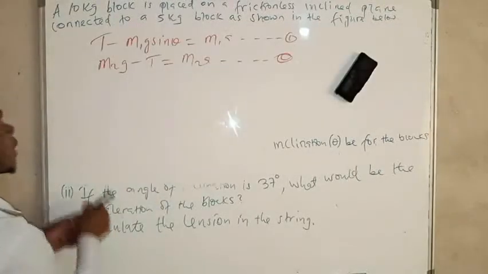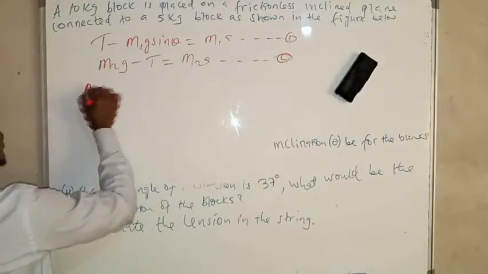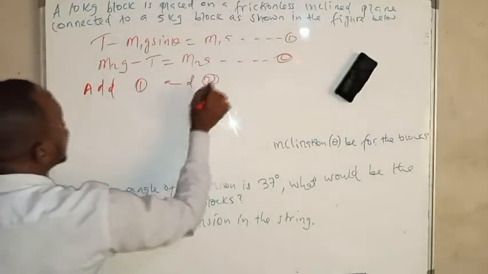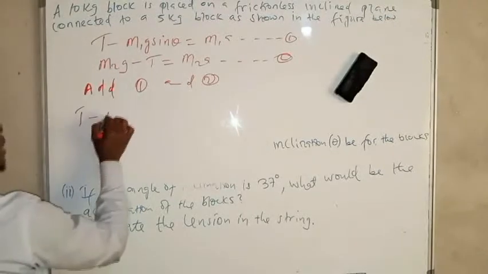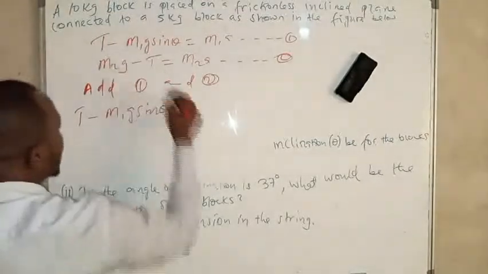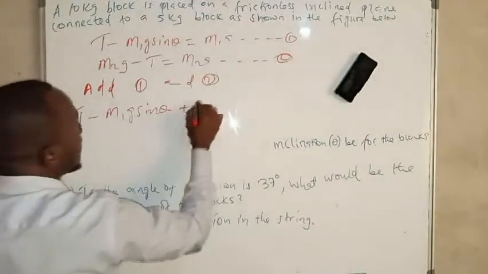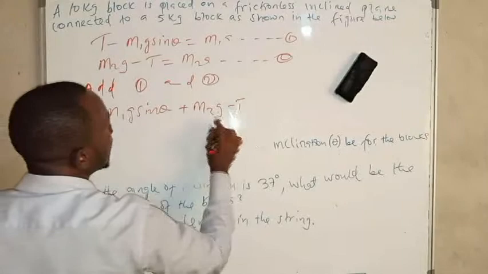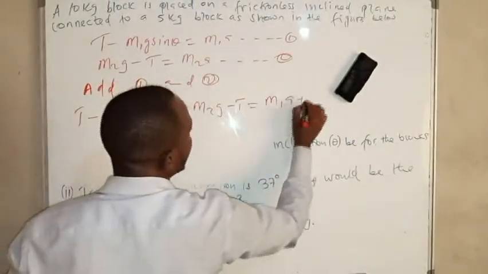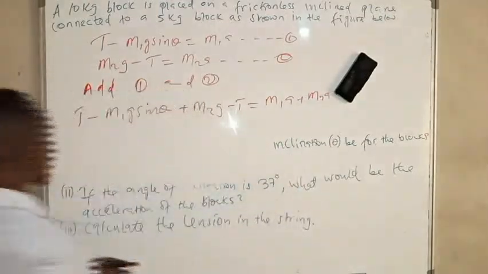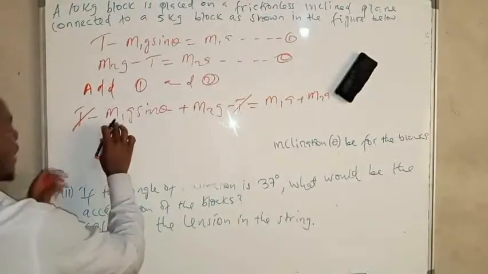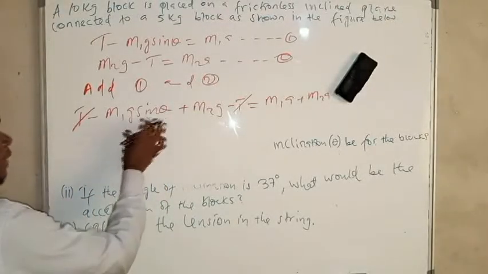So what we need to do is add equations 1 and 2. On the left side we have T minus m1 g sine theta plus m2 g minus T, and on the right we have m1 a plus m2 a. From here, we can see that the T's cancel, and what we're going to have is negative m1 g sine theta plus m2 g.